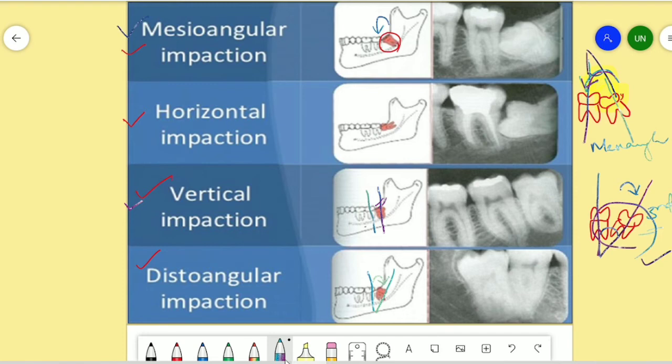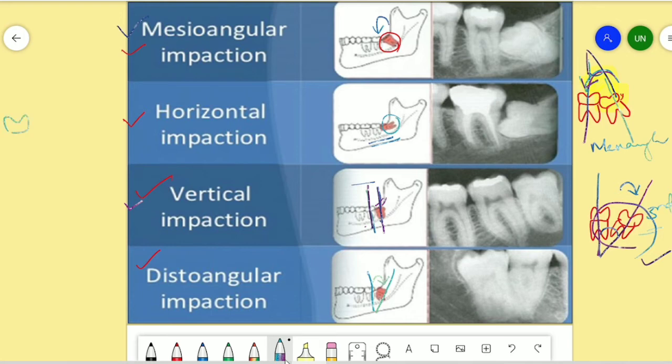Okay, this is nothing but the long axis of the second molar and third molar being parallel to each other. Hence, this is nothing but the vertical impaction. Horizontal impaction is said when the severe mesial tilt of the third molar is considered to be the horizontal impaction.